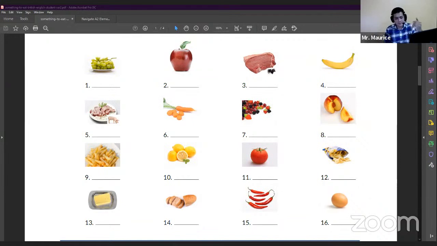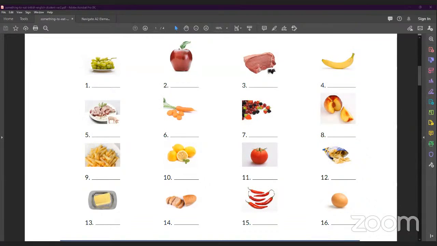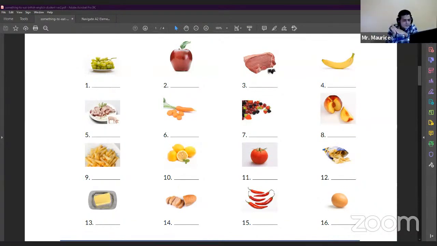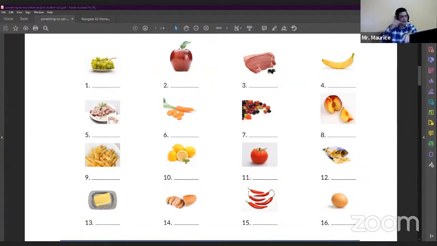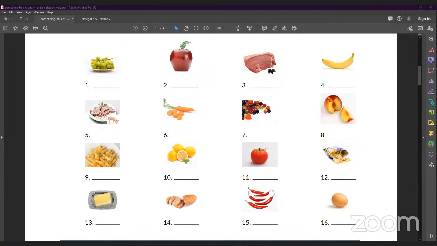Okay, guys, so let's start. We had just 2 minutes left, and we need to check this. Okay, please, a volunteer for countable nouns. Okay, Miss Natalie Vallas, please. Countables. Grapes, apple, banana, okay, strawberries, peach, okay, lemon, tomato, chili pepper, and egg. Okay, interested. Thank you. Okay, please, another volunteer for uncountable nouns.